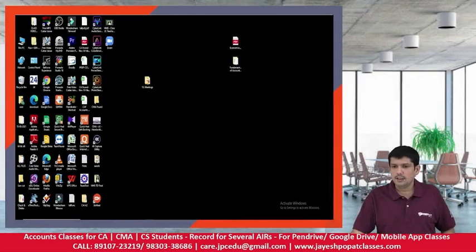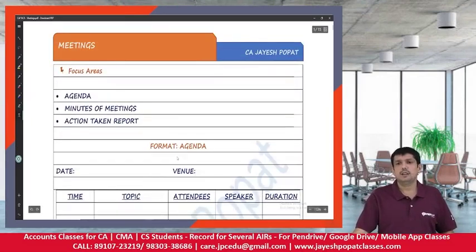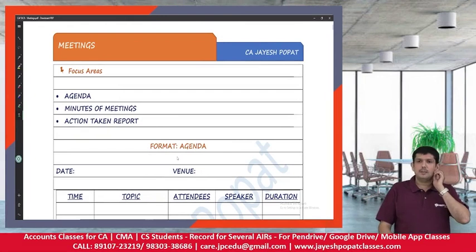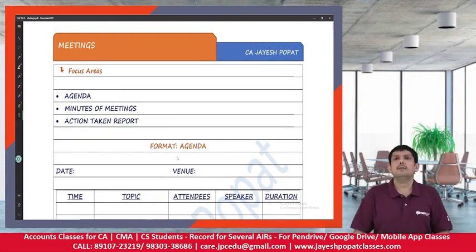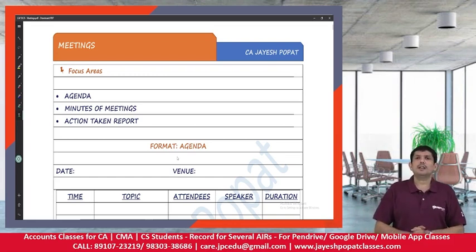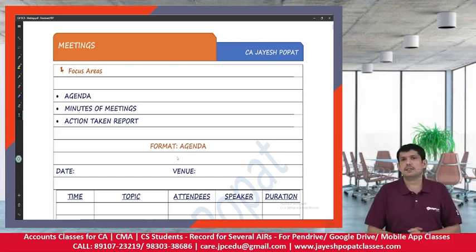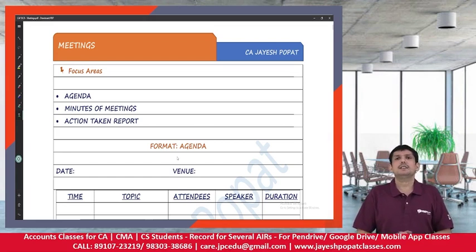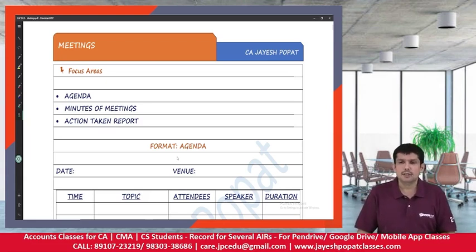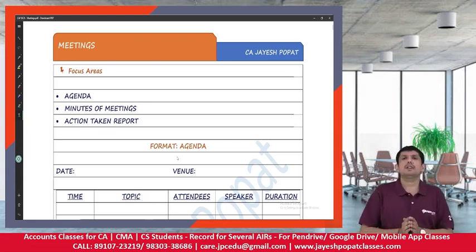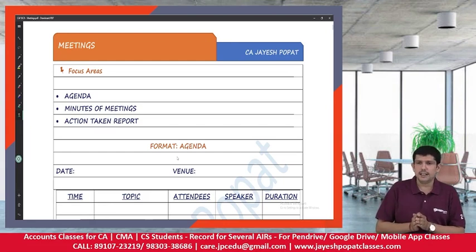See, what we'll do is we'll start with our topic on meetings. We'll quickly go through the requirements of this topic, and then we'll look at a very comprehensive illustration, which will give us a clear idea of what is required from this topic. When we talk about this topic, the basic focus is on three areas.